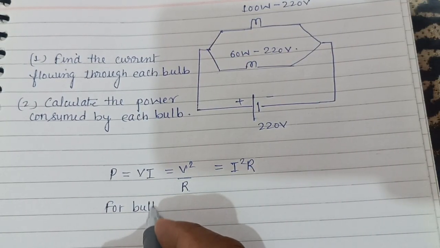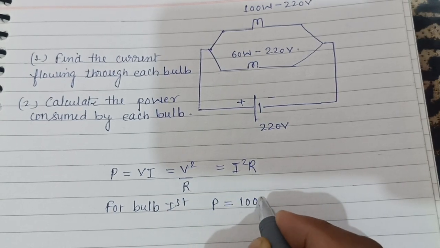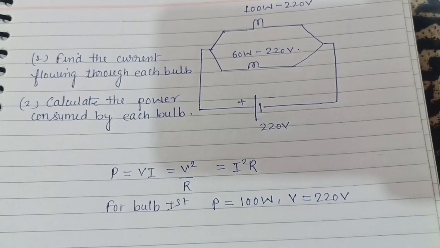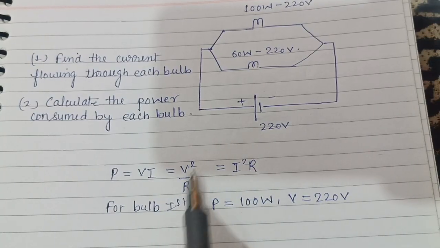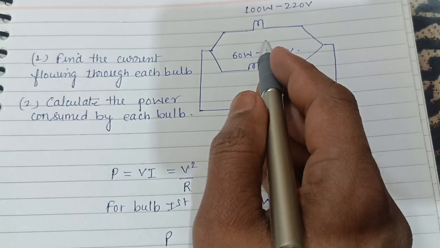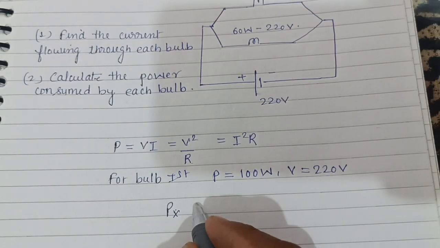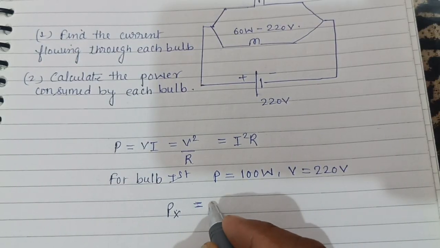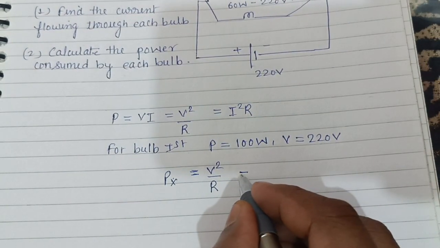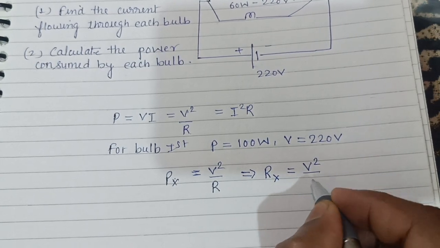Now you can see that power is given for the bulb. First, power is given, what? 100 watt. V is given, 220 volt. So we will use this formula. P is equal to, this is the first bulb, so Px is V square by R. So we will find the value of R, that is Rx equals V square by P.